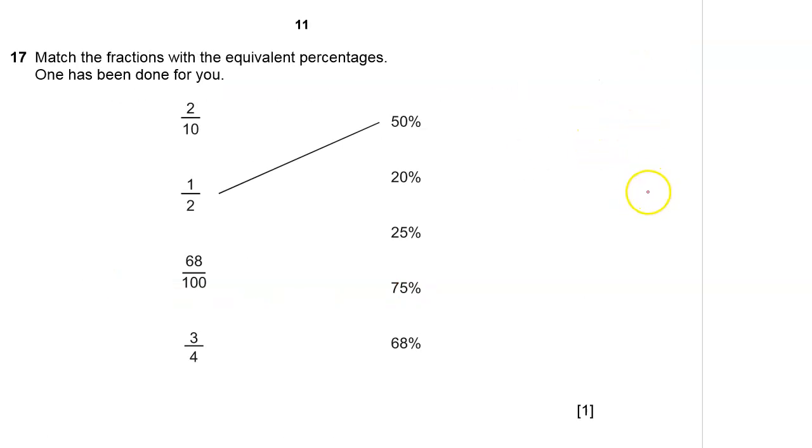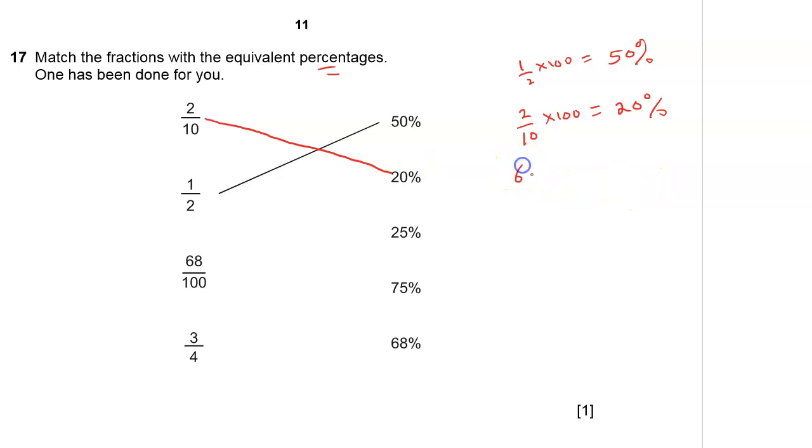Question number 17. Match the fractions with the equivalent percentage. A percentage is a number expressed out of 100, and therefore the first one has been done for us. A half times 100 gives us 50%. Likewise, we do the same. 2/10 of 100 should be equal to 20%. So you draw a line from that to 20.